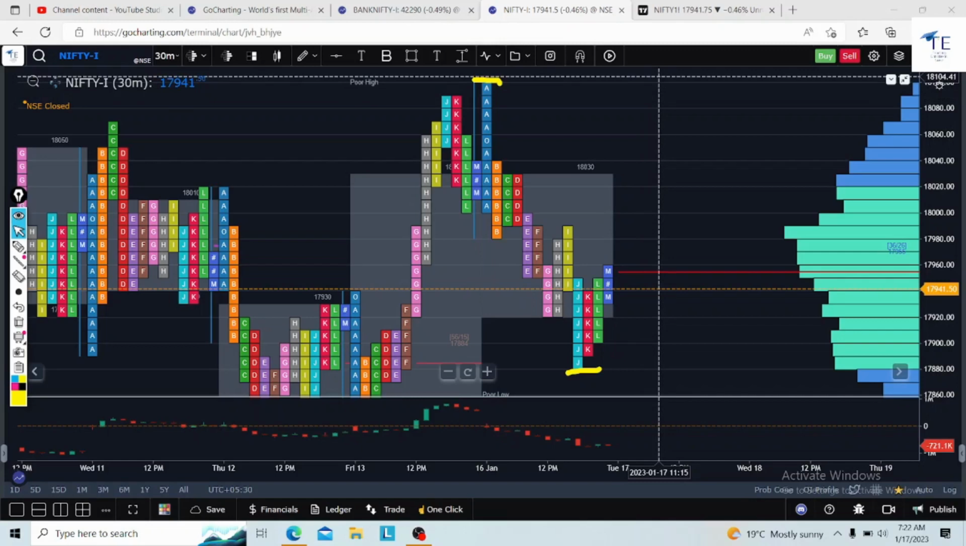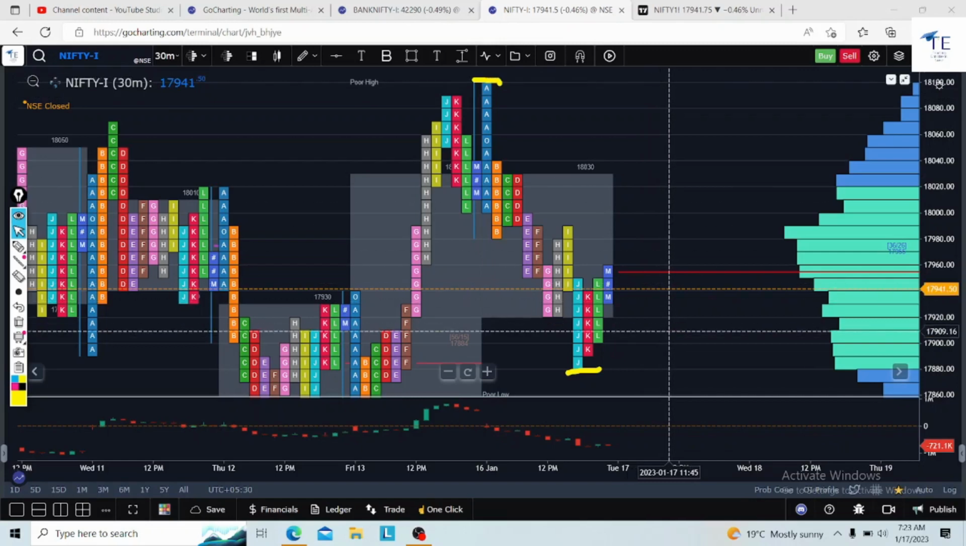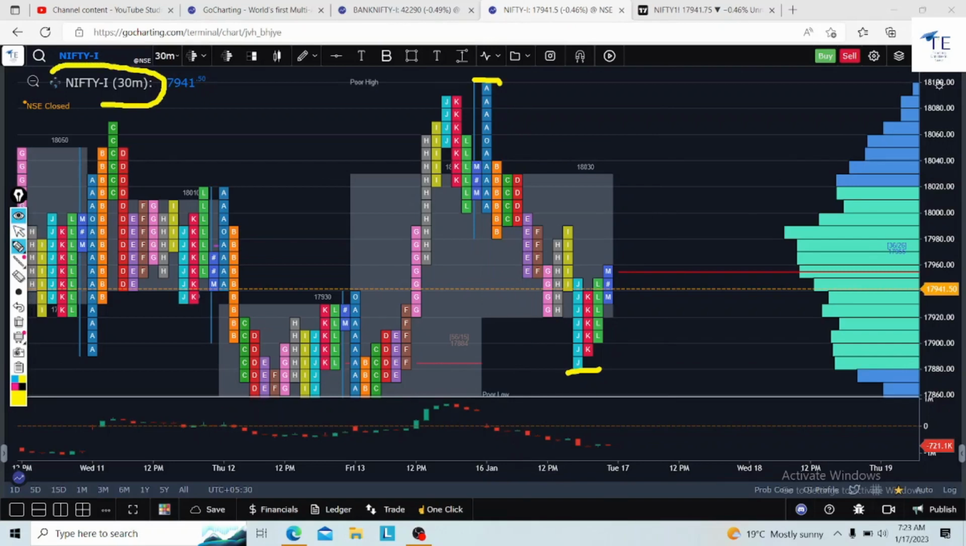What is this level? 18,100. And what is this level? 17,880. These two levels are on the Nifty future 30 minutes time frame, continuation chart contract.